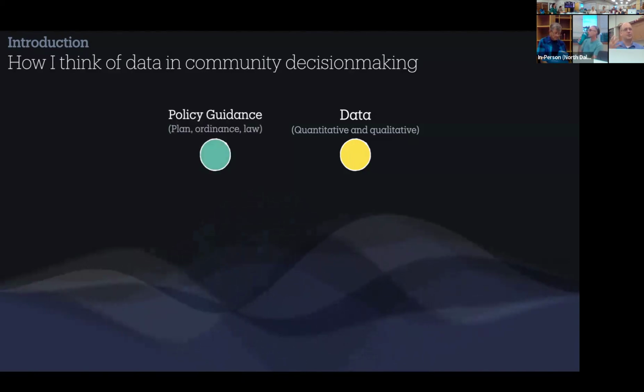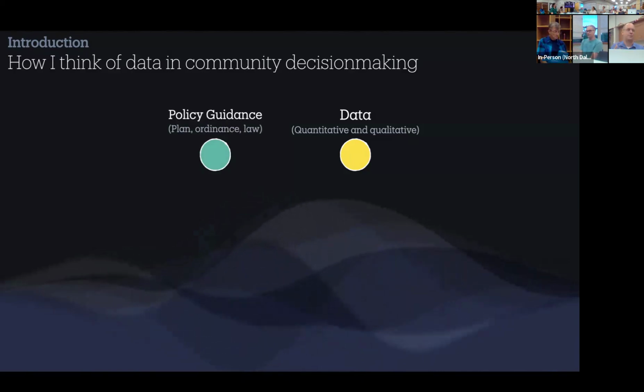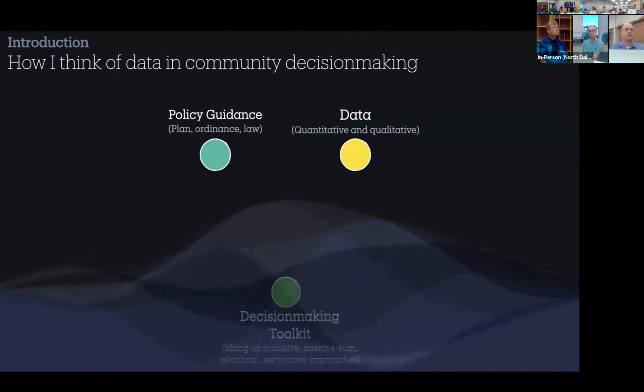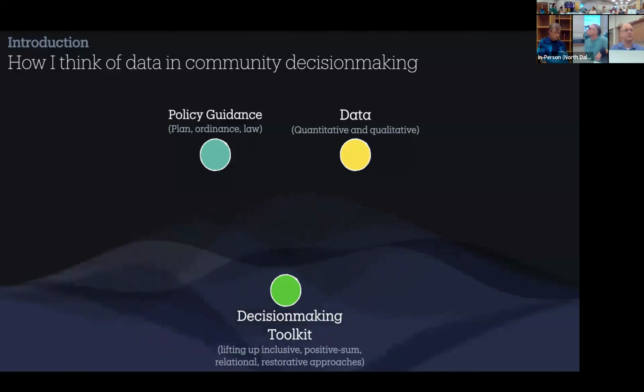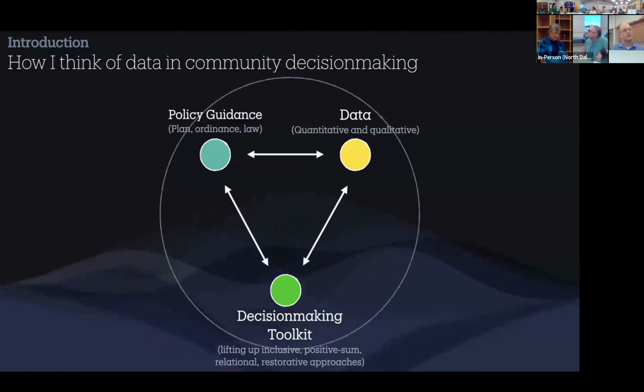When you're thinking as a community member, there's policy guidance. You create, I think this is partly in the context of updating the neighborhood plan, comprehensive plan, other plans, the city ordinances, state laws. And this is then decision-making toolkits, and from a community perspective, highlighting tools that lift up inclusive, positive sum, relational, restorative approaches to decision-making. And so for me, those all work together, and they're kind of three legs of a stool. When I'm confronted with difficult and challenging circumstances, I kind of fall back on those things.